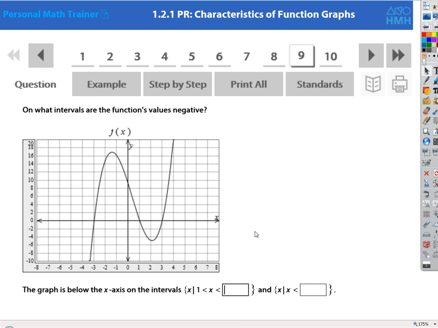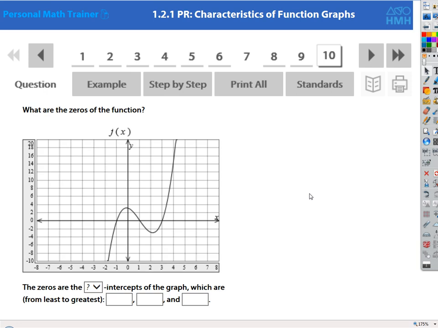Then they want to know, okay, we can skip that one. Yeah, this is probably the easiest one on there, but this was missed a little bit. What are zeros? This is really just a vocabulary question, I think. What are the zeros of a function?